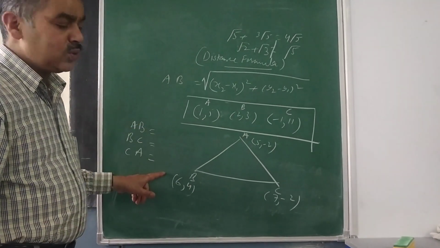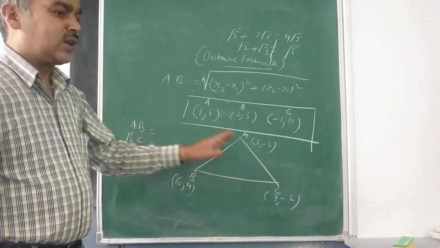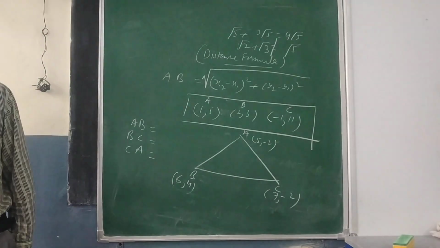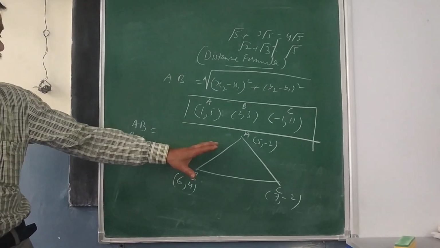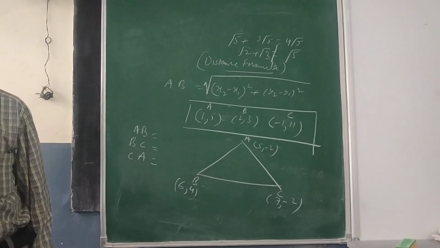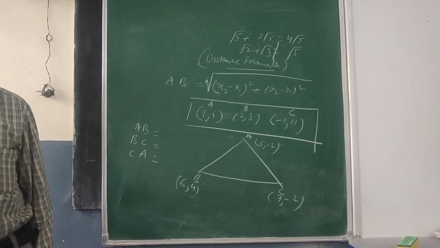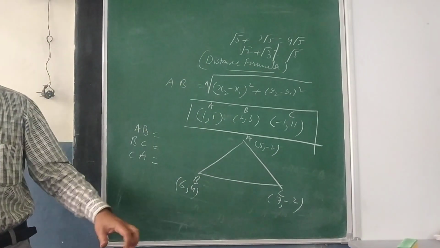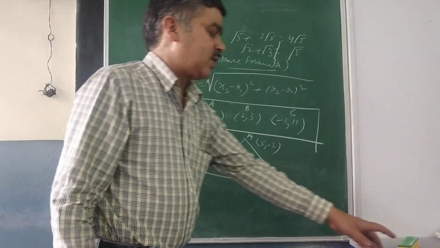Out of three, if any two are equal, you can write the answer: yes, this is an isosceles triangle. So in that way you can answer this question number 4. I hope all of you can do it, and the distance formula will remain the same for all. All these are applications of your distance formula.